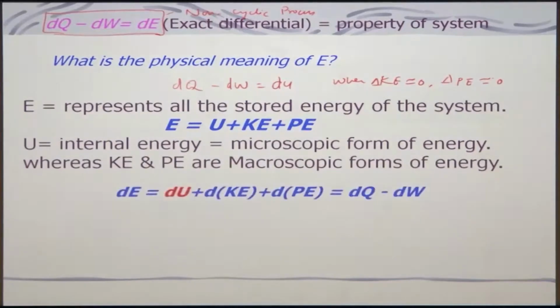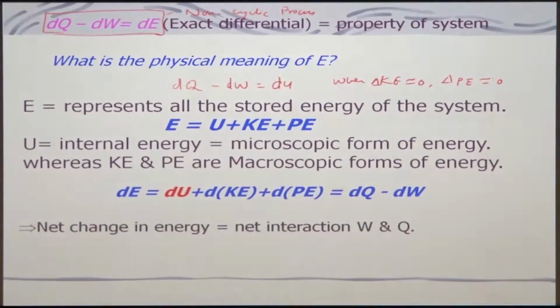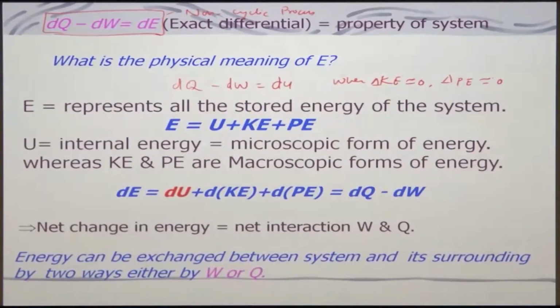So, we will be using this application, and therefore the net change in energy is equal to the net interaction between work and heat. Therefore, energy interaction between system and its surroundings can take place through two modes. One is work interaction, the other is heat interaction. I have already talked about that. Let me again repeat that energy can be exchanged between system and surroundings by two ways, either by work or by heat.